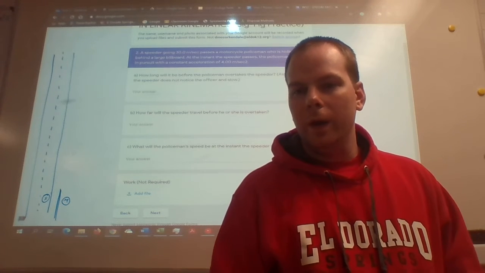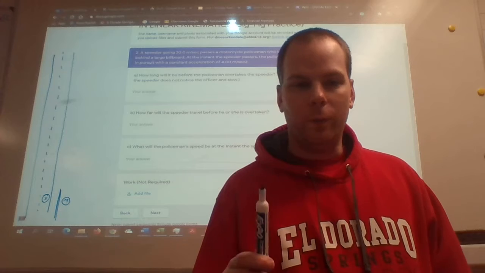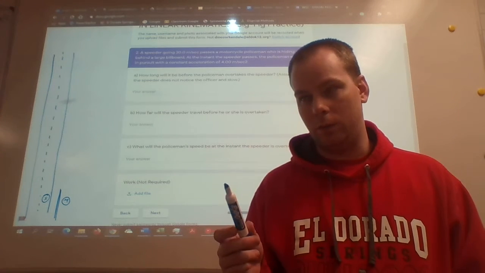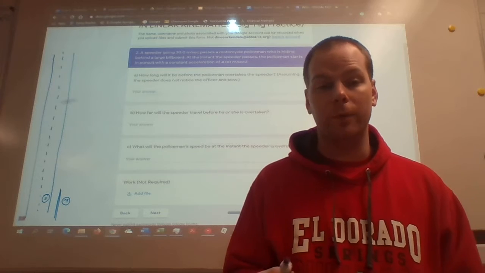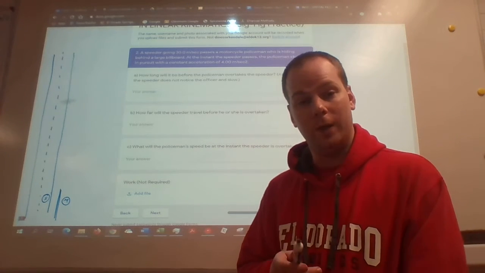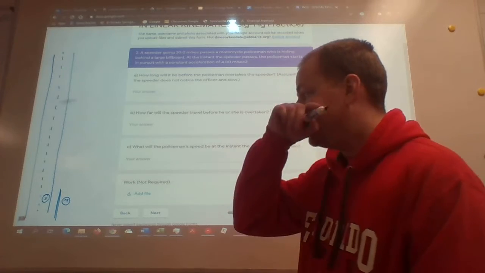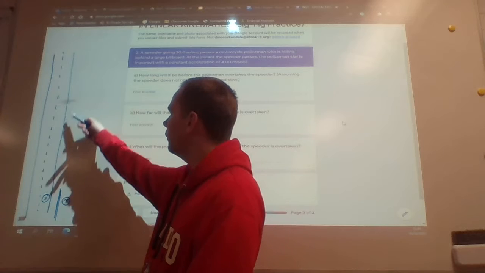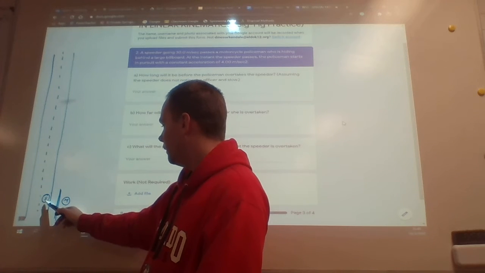Hello, hello. I am going to work my way through the speeder problem on worksheet 2, the second problem, where the cop is trying to catch the guy who's speeding in the car. I've drawn out a little diagram over here. So this is our billboard. Here's our road, our car that's speeding.